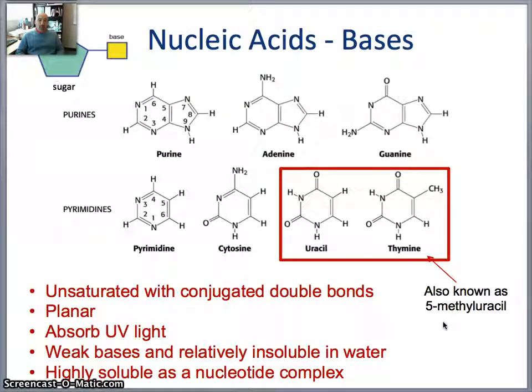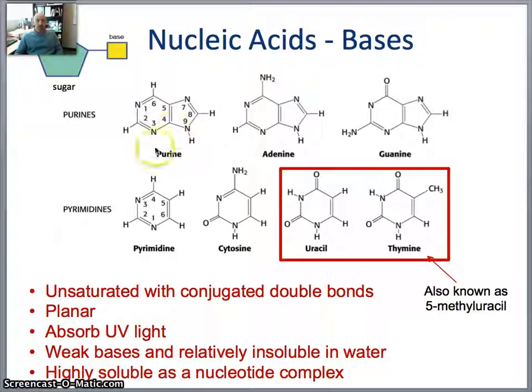Alright, next we can talk about the bases. Okay, so the bases can be broken down into either pyrimidines or the purines. Okay, and so pyrimidine is just a single ring that contains 4 carbons and 2 nitrogen atoms. Okay. The purine is basically a pyrimidine ring with an imidazole fused to it. Okay. What you'll notice is both are unsaturated with conjugated double bonds.